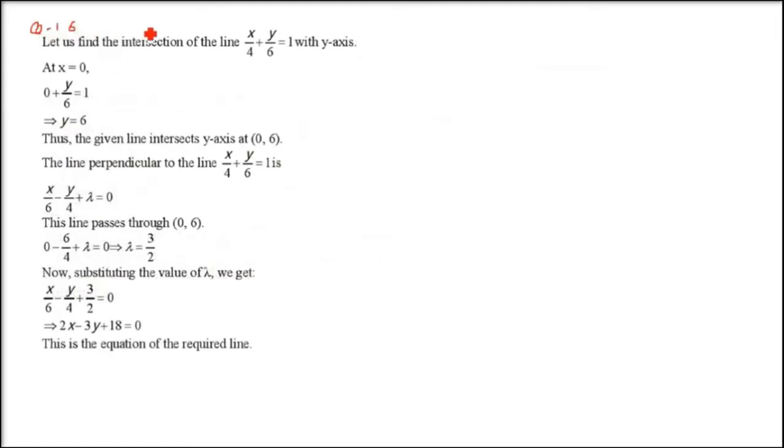Question number 16. The important thing here is, it is an NCERT question. Find the equation of a line drawn perpendicular to the line x by 4 plus y by 6 equals 1 through the point where it meets the y-axis. Meeting the y-axis, what does it mean? On the y-axis, x equals 0.